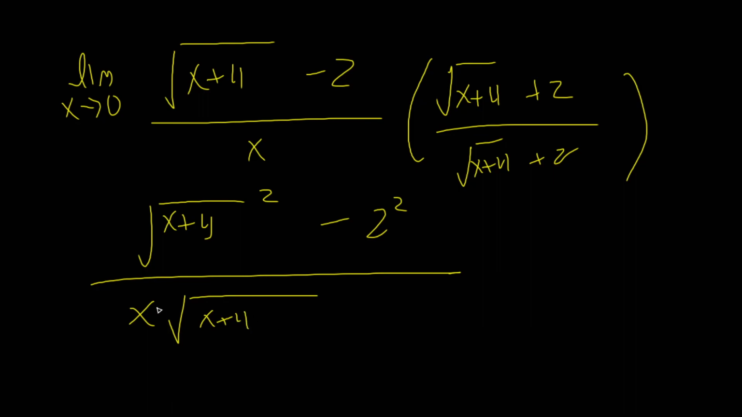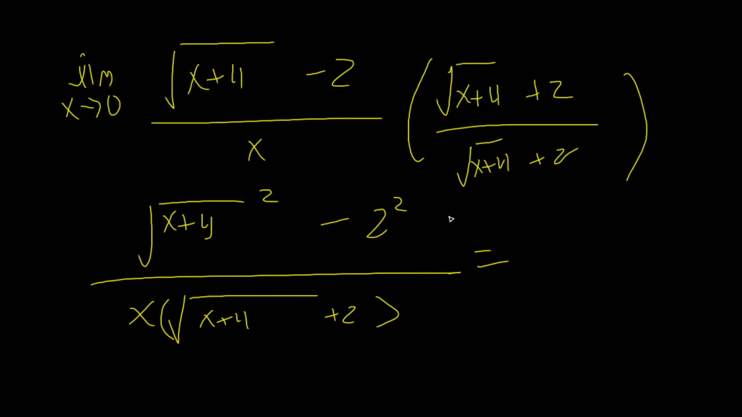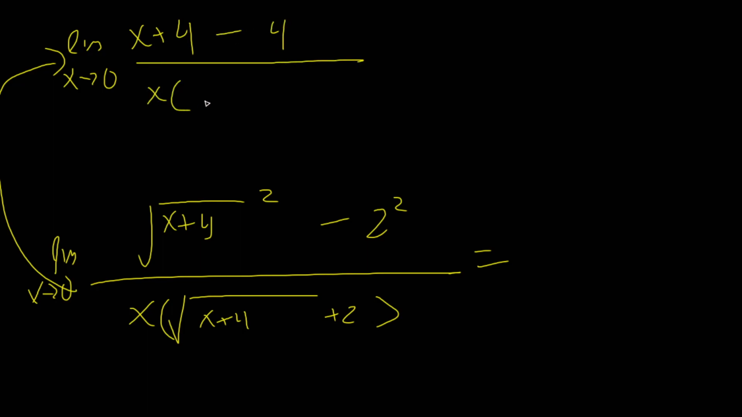the square root of x plus 4 plus 2. And then this would equal, I'm running out of space here actually, so I'll make some space. This would equal x plus 4. Sorry, you've got to write the limit here. The limit of x plus 4 minus 4 over x times the square root of x plus 4 plus 2.